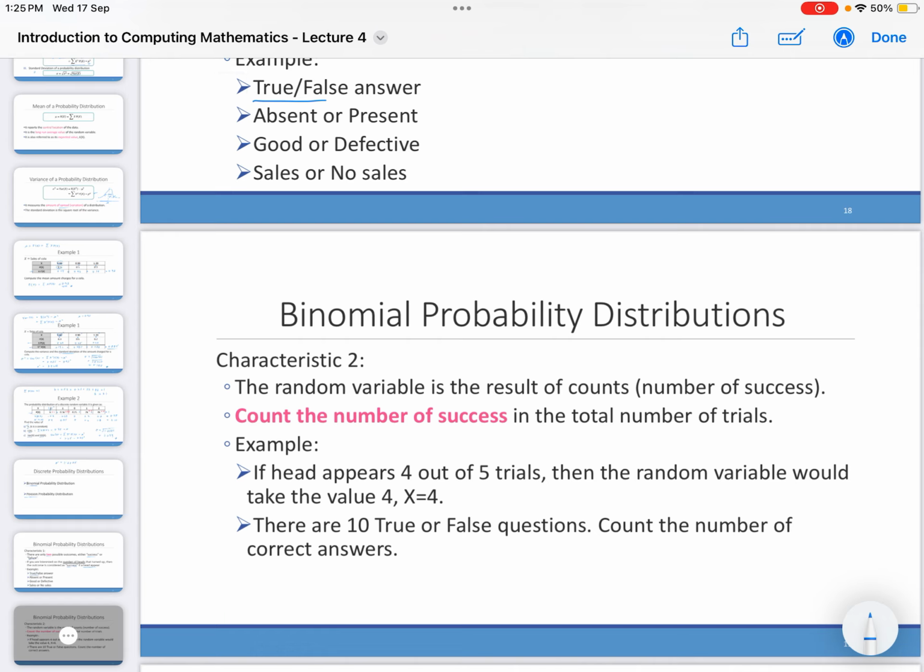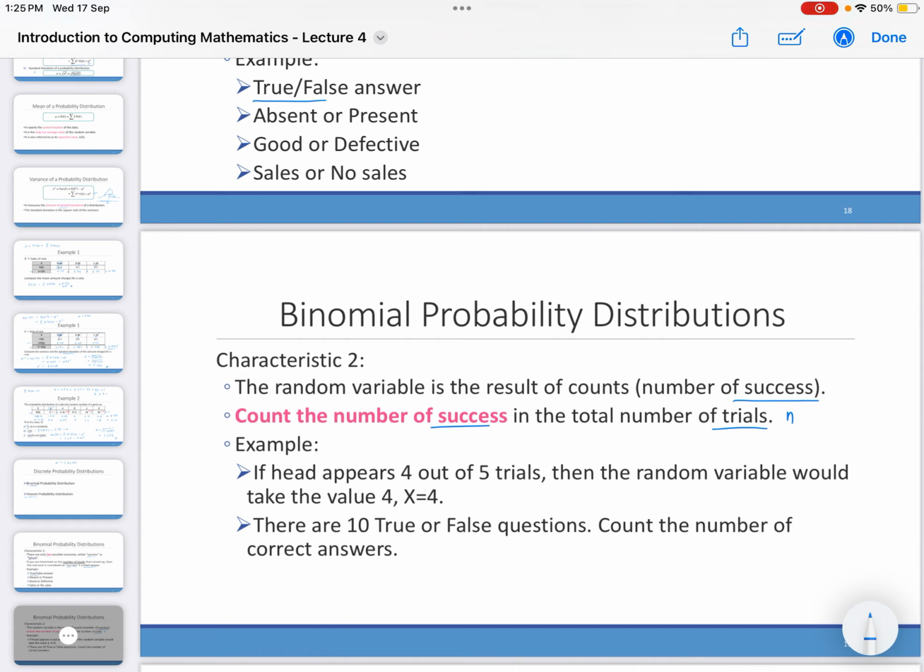Okay, characteristic number two is, the random variable is the result of a count. So basically we count the number of successes in the total number of trials. For example, let's say we have n trials. So we count the number of successes.